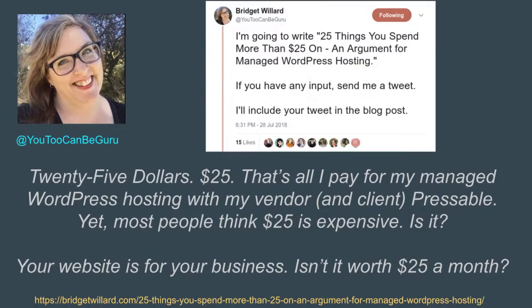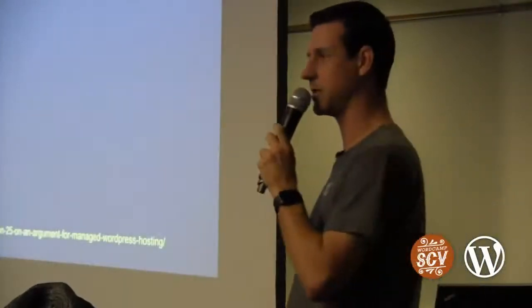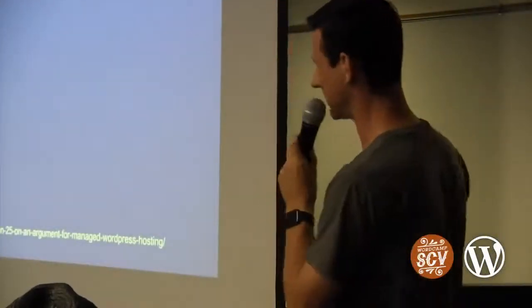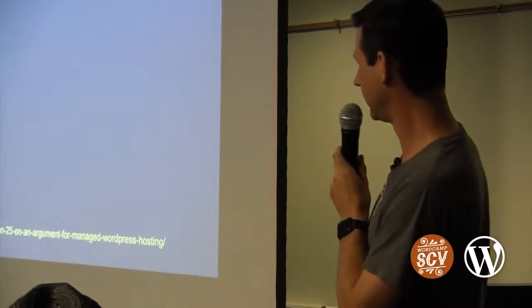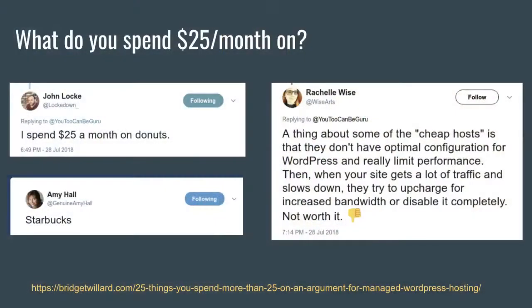and she got a bunch of reactions on Twitter, and that's her page. Again, you can look up the slides later. This is what she asked everyone: what do you spend $25 a month on? And these are some of the responses she got. Ooh, donuts. Starbucks. Amy's speaking tomorrow, by the way. And one of the best replies, I think, was this one.